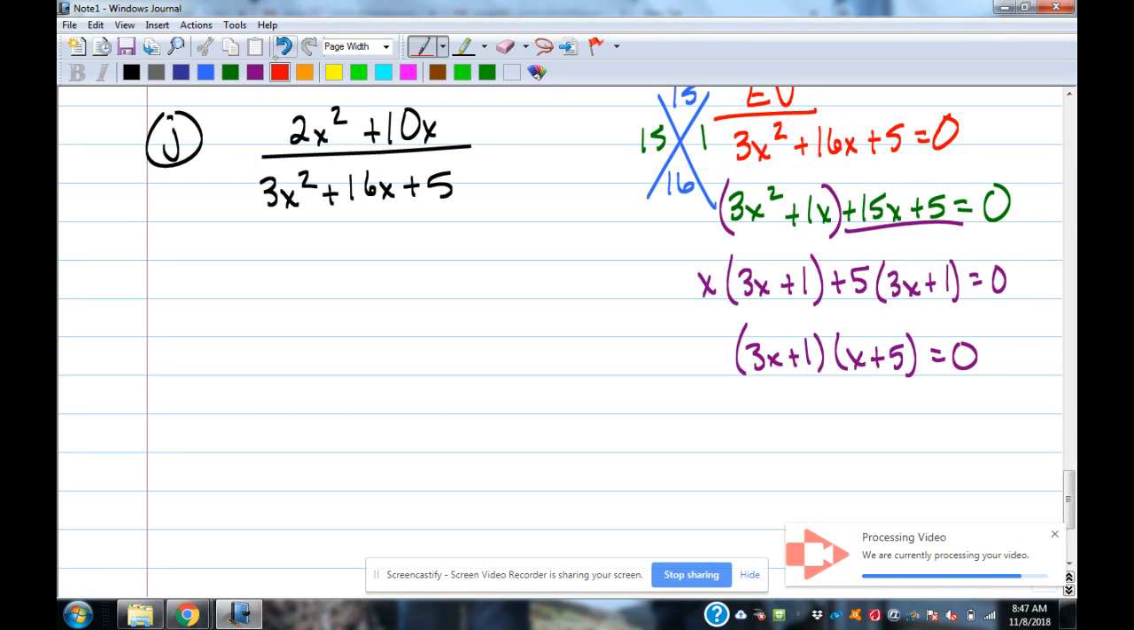So set each of those factors equal to 0. That'd be negative 1/3 and negative 5.